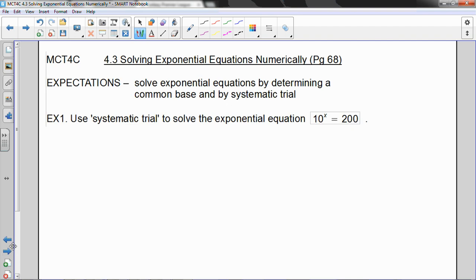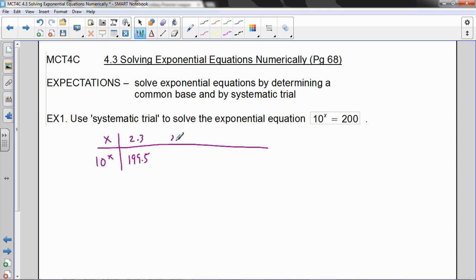4.3, solving exponential equations numerically. Yesterday we did graphically, and we'll see today we're going to use those techniques sometimes as well. It says use systematic trial. This is the fancy name for guess and check to solve this equation. And what's nice is we already have a guess, right? So the idea of systematic trial is you use one guess to influence your next guess. So our first guess, 2.3, gave us 199.5. So we know it's got to be a little bit bigger.